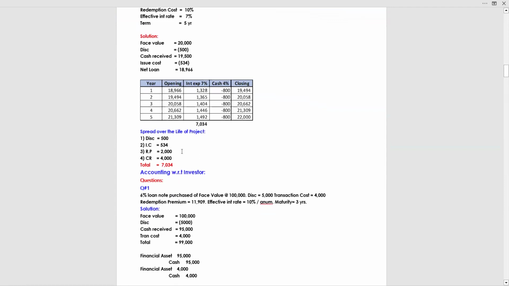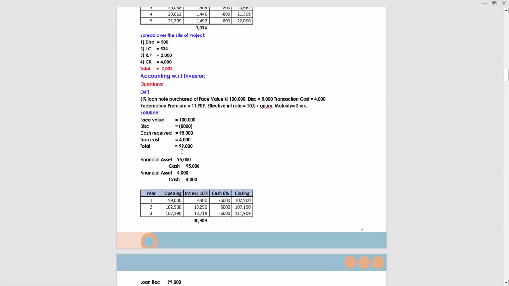Till these questions, the accounting we have done is from the borrower's perspective. Now we are going to do the accounting from the perspective of the investor, meaning the one who is providing the source of funds. Question number one: 6% loan note purchased at face value 1 lakh, discount 5,000, transaction cost, which we know is incurred by the investor, 4,000.